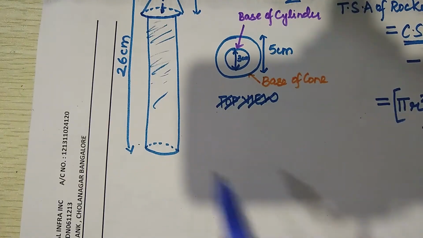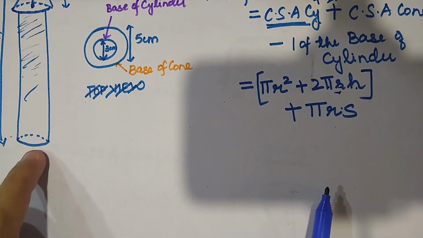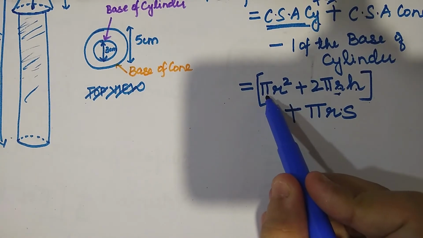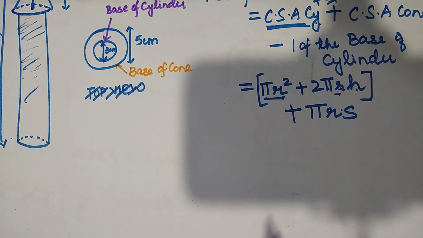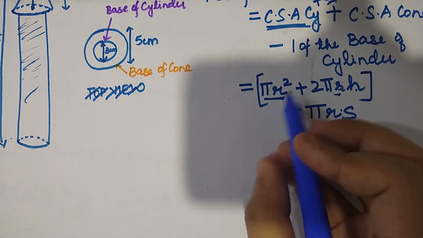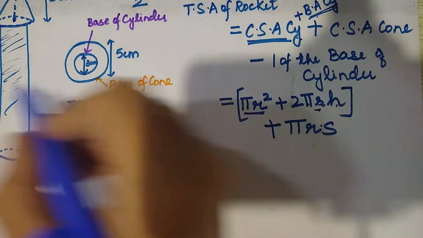What is the base area? It is a circle, right? So this circle will have to be formulated, and that is given by the circle's area. What is the formula for the area of a circle? It's pi r square. That is why we have mentioned that here. This was for the cylinder.